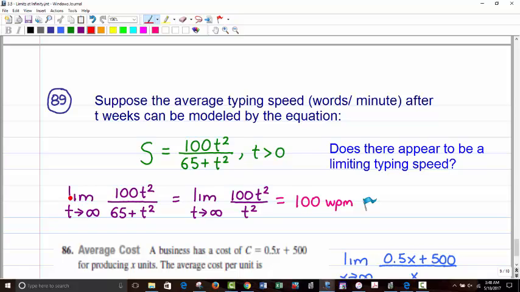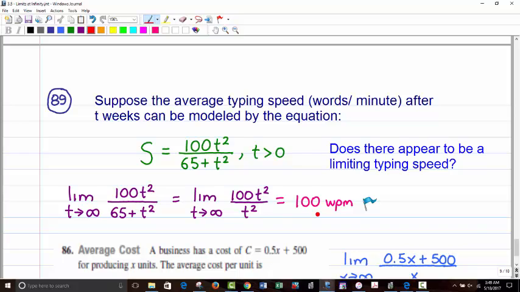That's the good news. So limiting typing speed means as t increases, gets farther and farther, do you reach a point where you've hit your maximum? In other words, at what point are you going to be as good as you can do? So limiting means as t goes to infinity. So you have 100 t squared over t squared, which means 100 words per minute.